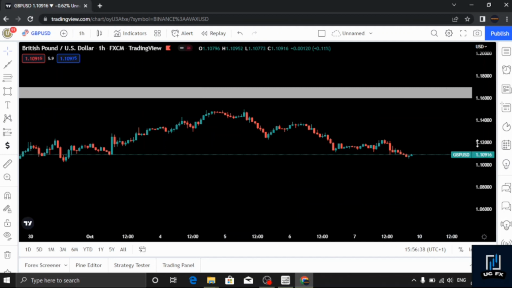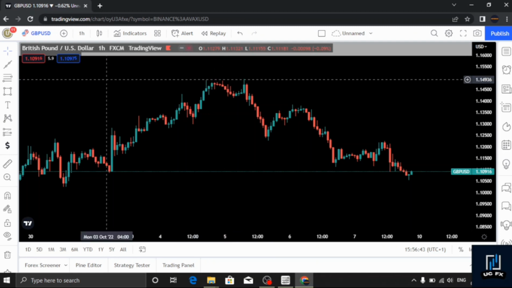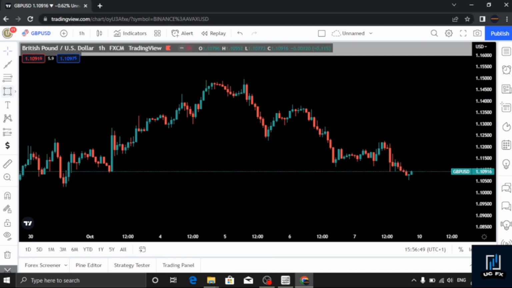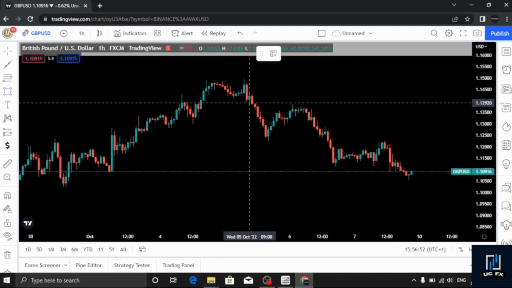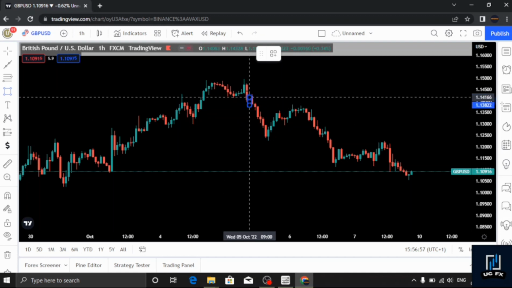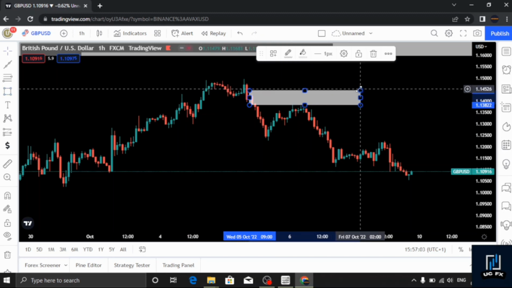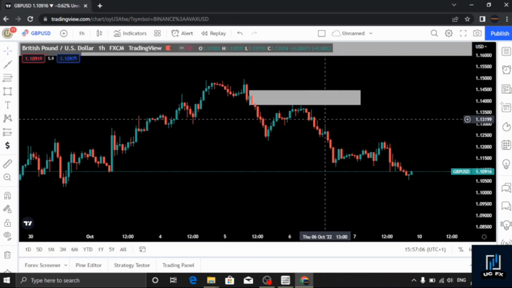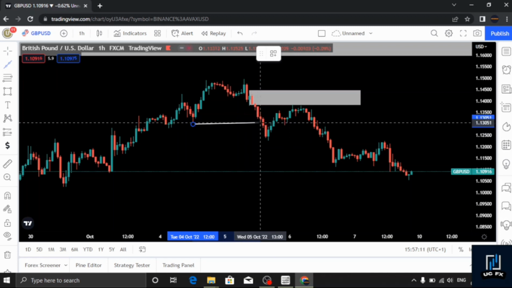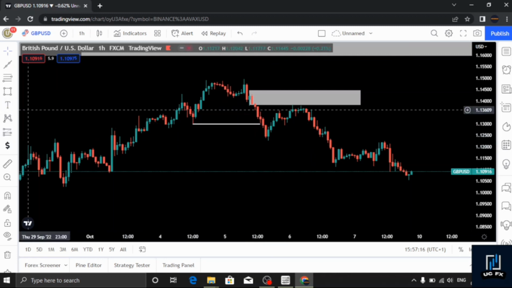Here we are on the H1 time frame, and as you can see, this is still our discount level, checking from the higher time frame. After that, we had this order block formation on our H1 time frame. We have this order block formation here, as you can see. And we had a break of structure after the formation of this order block, just like we had on the daily time frame. So we had a break of structure as well on our H1 time frame.